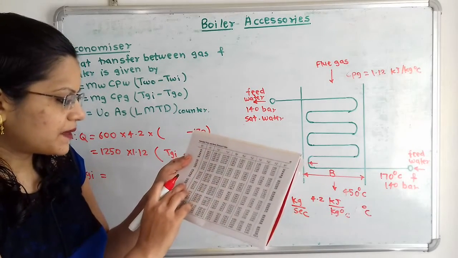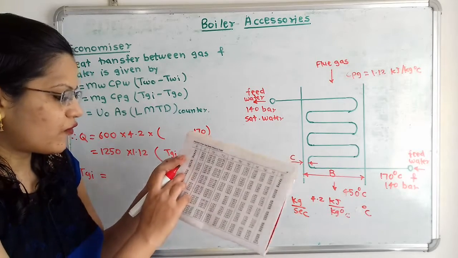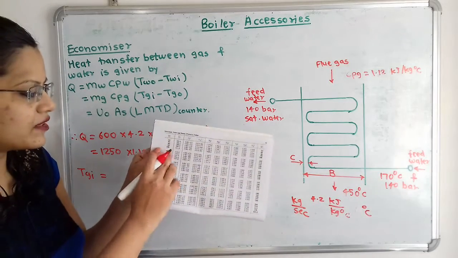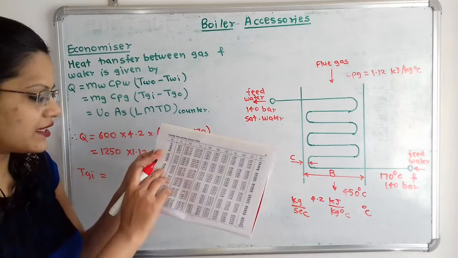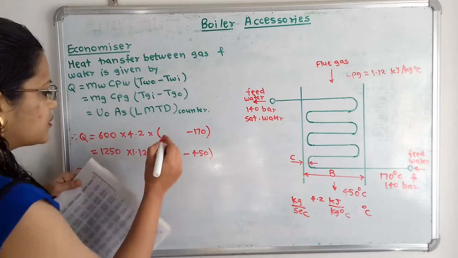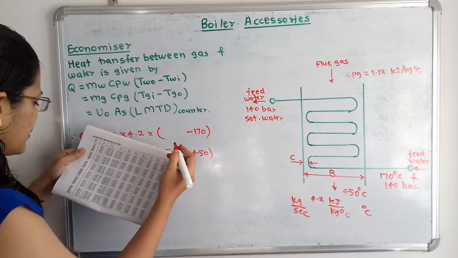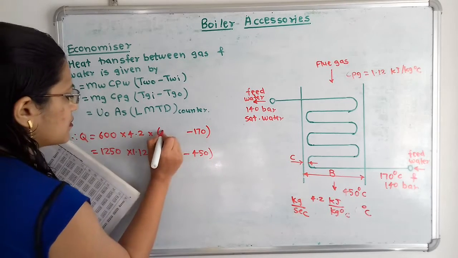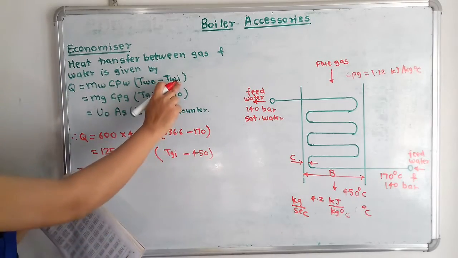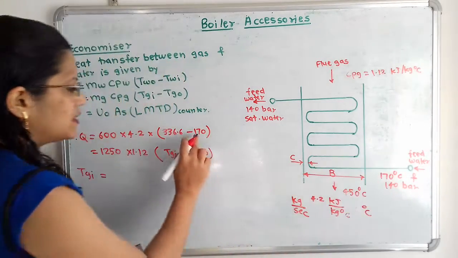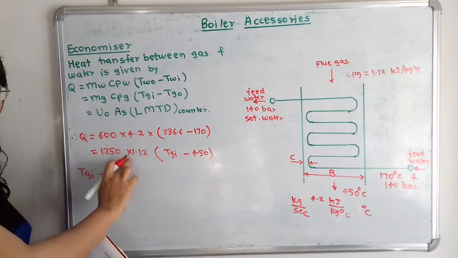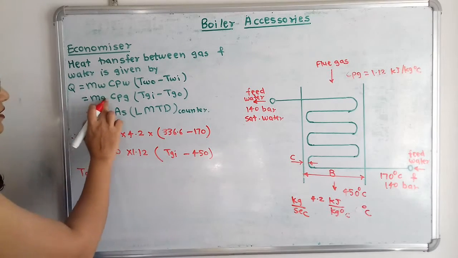So in this pressure column we find where the value 140 is. At 140 it is 336.6. After P there is the notation T, that is temperature. So we will directly use the value 336.6 minus the inlet feed water temperature, that is 170 degrees Celsius. It is given. Which is equal to, now mg, it is also given, the mass flow rate of this gas.